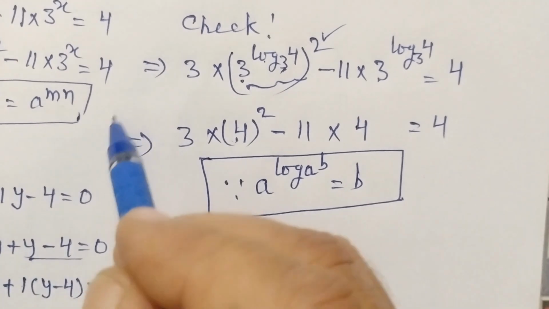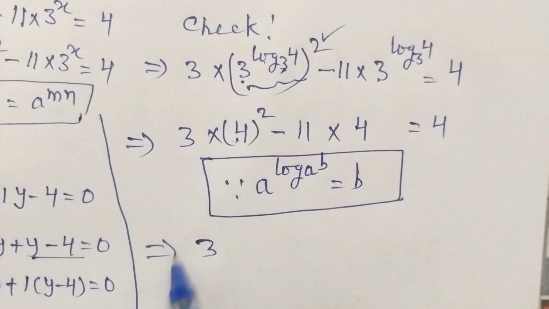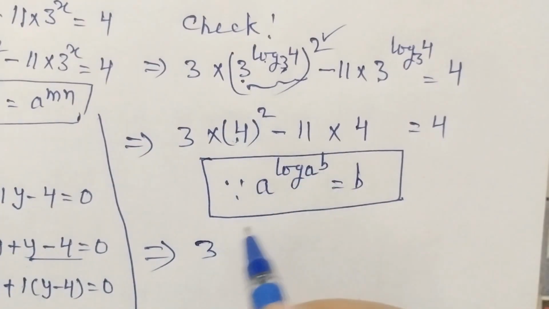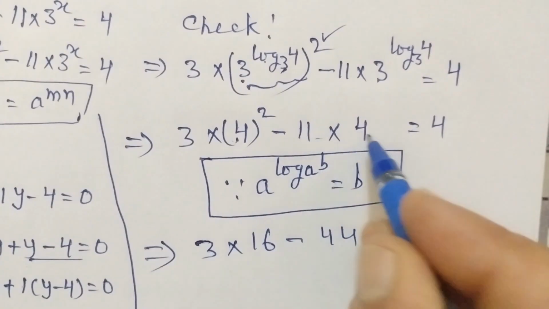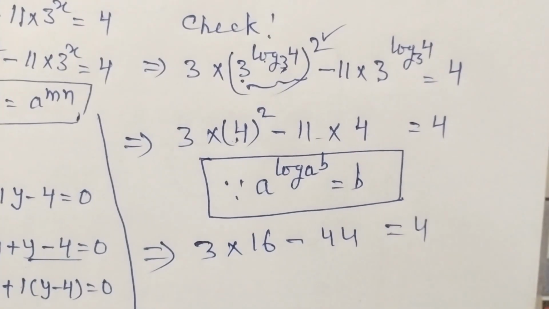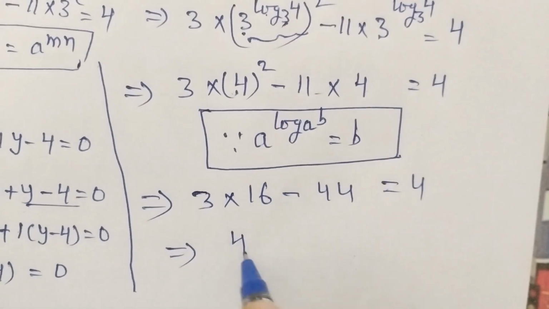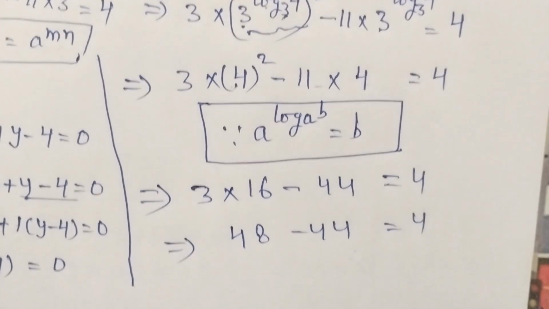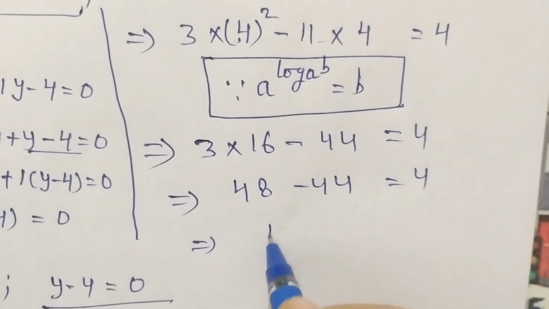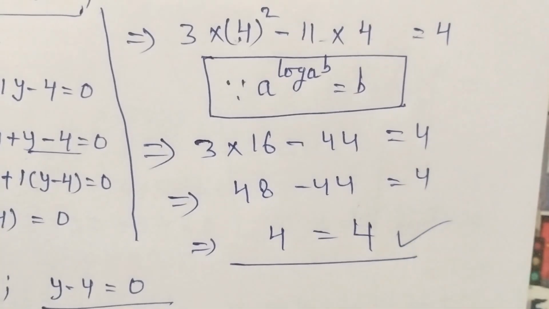Now 4 square is 16, times 3 is 48, minus 44 is equal to 4, right? So 4 is equal to 4. Okay friends, thank you.